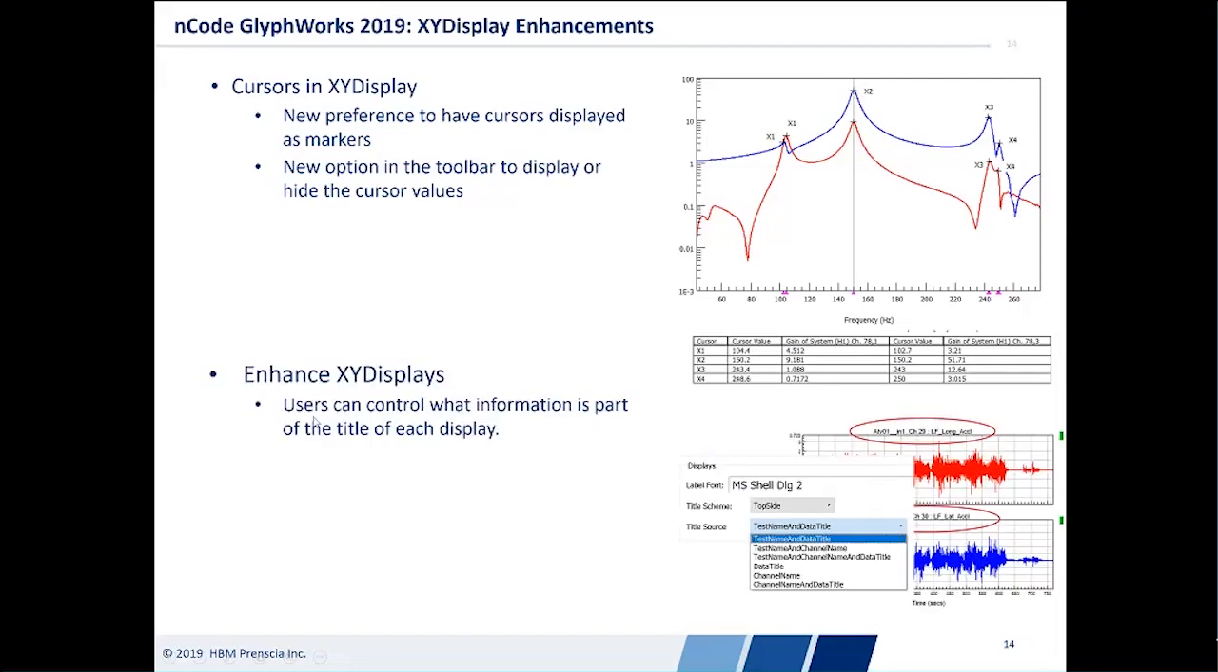Still with XY displays, what sits on the top of each display is now more controllable. We've got this title source drop-down menu, and you can control what information sits there. So this is simple stuff, but required by many of our customers who are looking at data, whether it's the raw data that's been collected, or it can also be the results, like here spectra or filtered signals, or who knows.